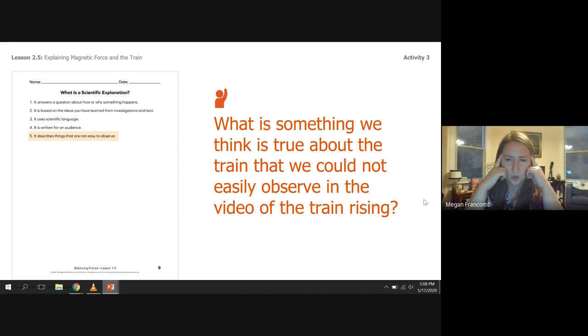So, what is something we think is true about the train that we could not easily observe in the video of the train rising? Think about the investigation you did Monday and all the reading you did Tuesday and Wednesday. What couldn't you see but you now could explain?